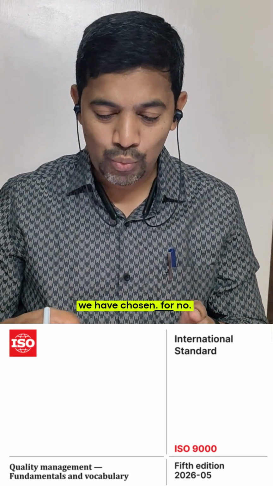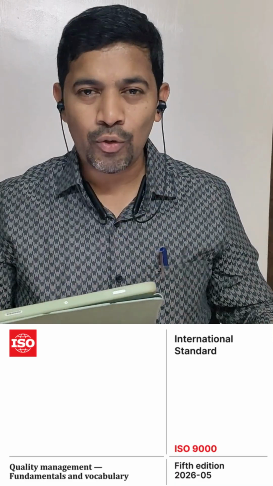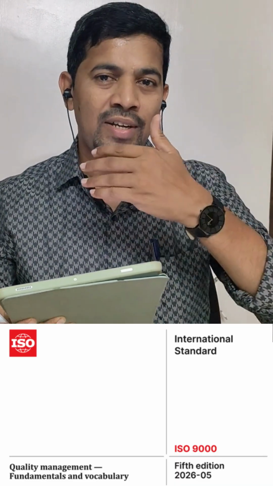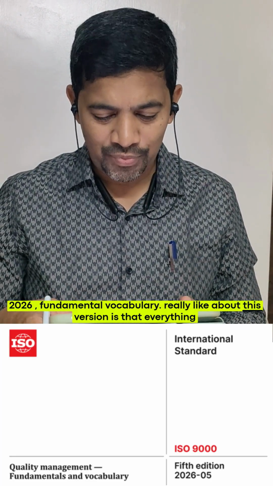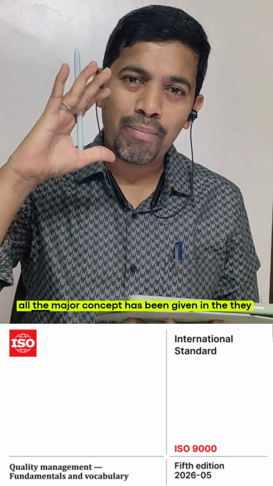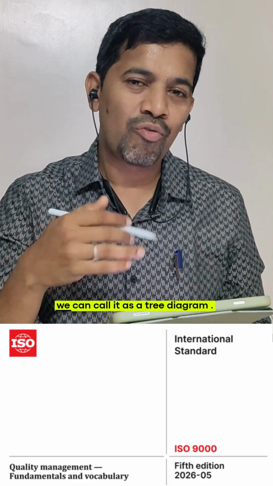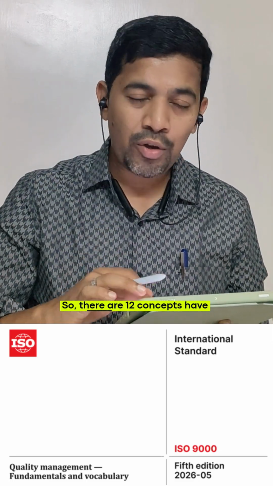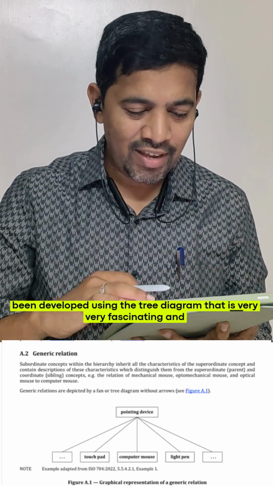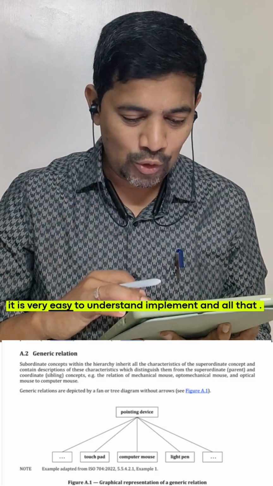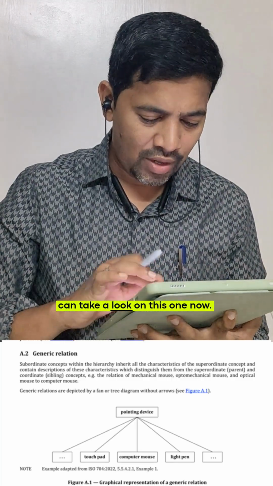What I really like about this one is that, although a lot of extra words have been added related to climate change, data privacy, data protection, AI, all that, everything, all the major concepts, have been given in what they call a structural diagram. We can call it a tree diagram, right? So there are 12 concepts developed using the tree diagram. That is very, very fascinating, and it is very easy to understand, implement and all that. So let's take a look at this one now.